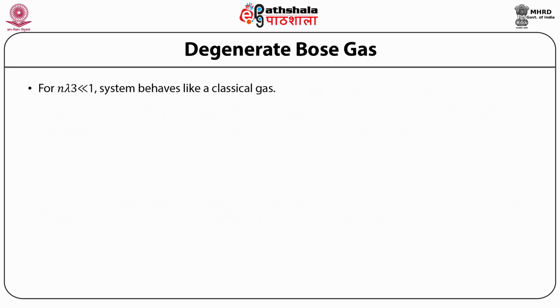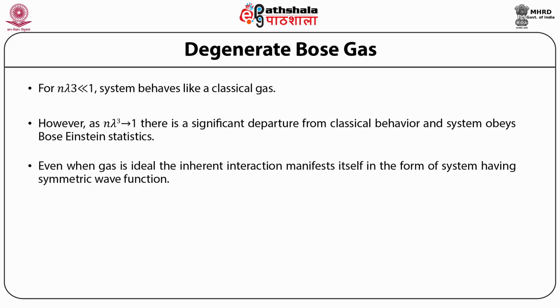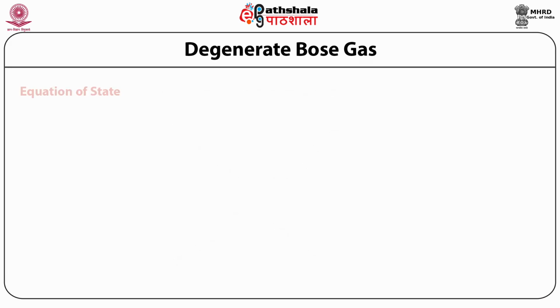For n lambda cube very much less than 1, the system behaves like a classical gas. However, as n lambda cube approaches 1, there is a significant departure from classical behavior and the system obeys Bose-Einstein statistics. Even when the gas is ideal, the inherent interactions manifest themselves in the form of the system having a symmetric wave function. We will look first at a few thermodynamic properties of Bose gas in detail. Let's look at the equation of state.